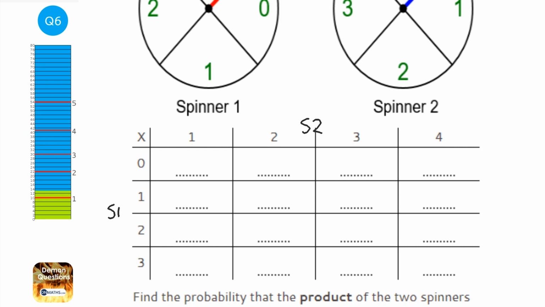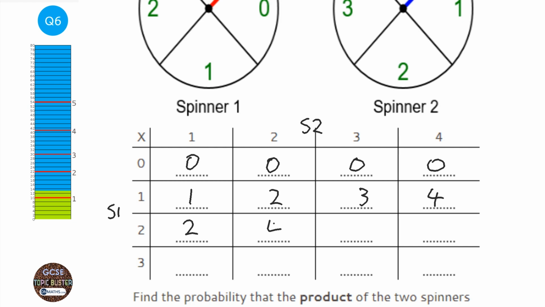So we're going to do 1 times 0, 0. In fact, anything times 0 is 0. Then we're going to do 1 times 1, 1 times 2, 1 times 3, 1 times 4. 2 times 1, 2 times 2, 2 times 3, 2 times 4.